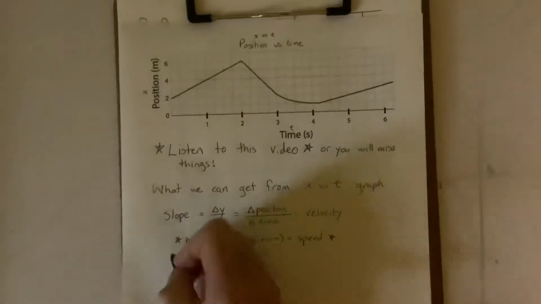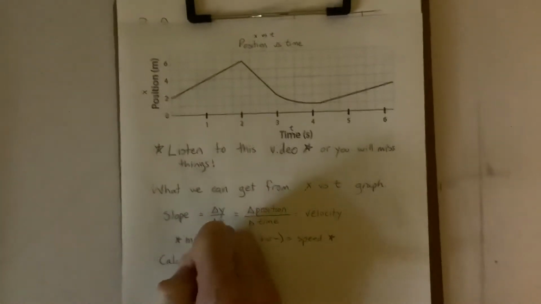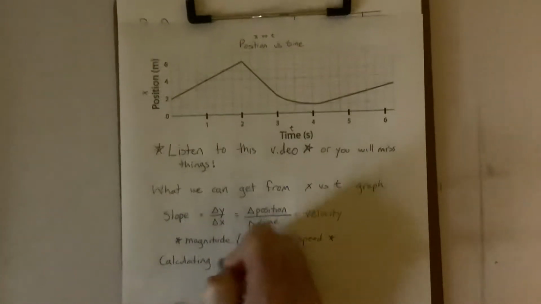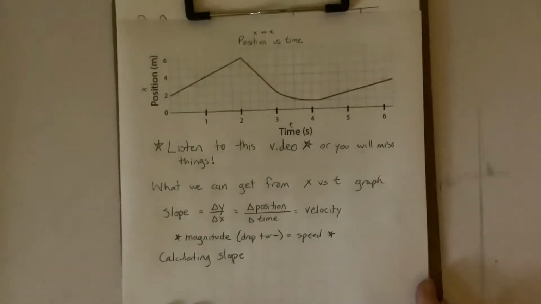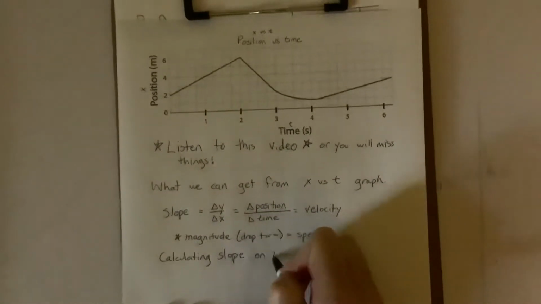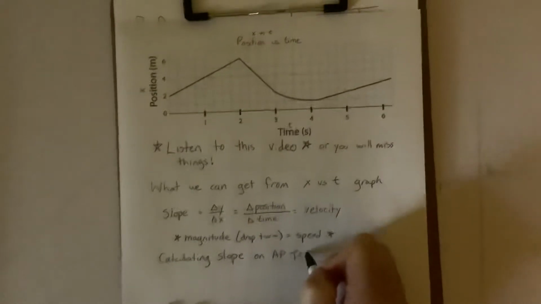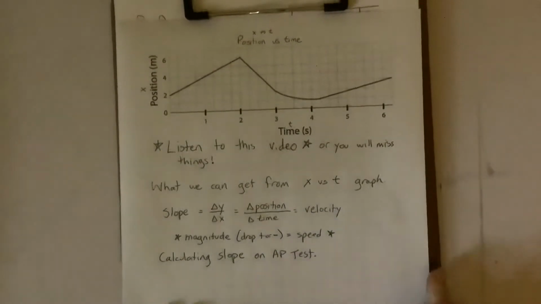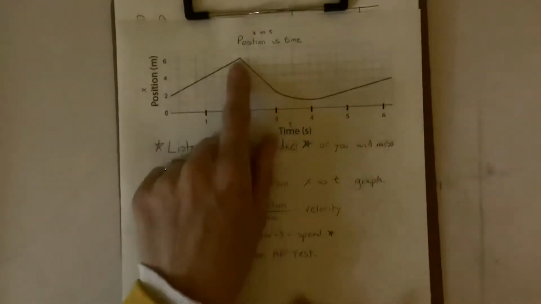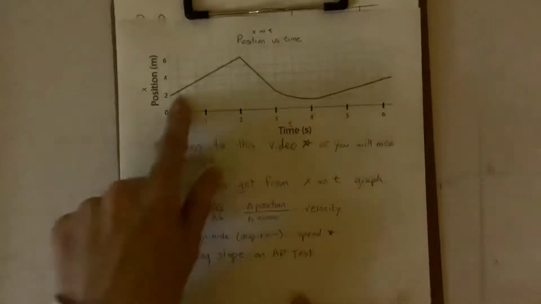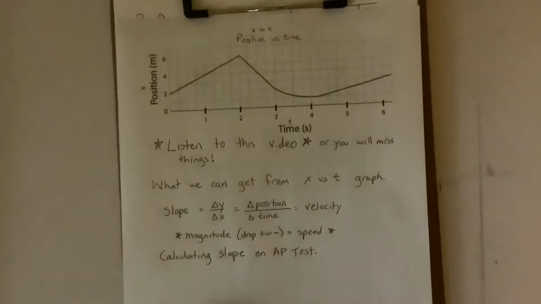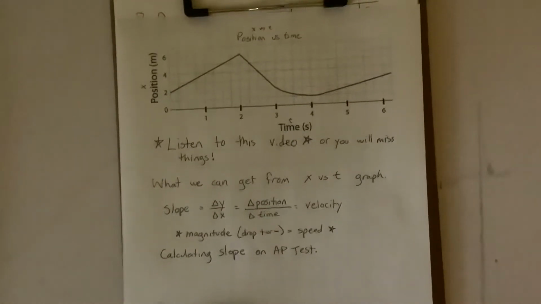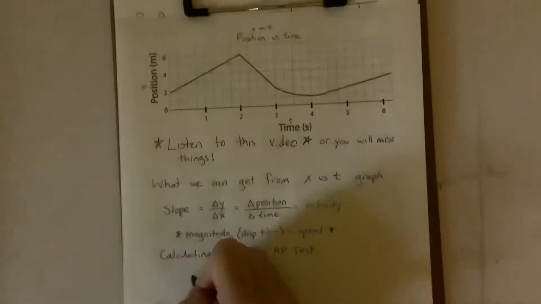Now, when you are calculating the slope, okay, there's a couple of things that you need to pay attention to on the AP test. Okay, the first thing you need to pay attention to, I guess if all you have is a straight line, then the only thing that you really need to think about is making sure that you choose good points. Okay.